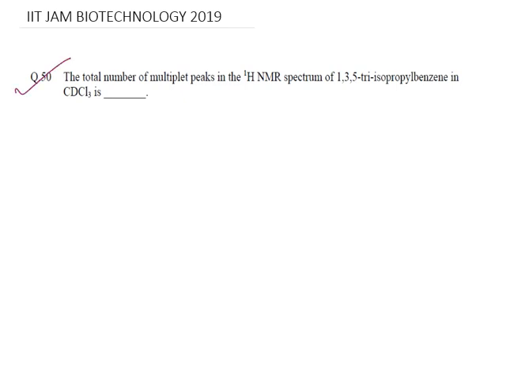This is question number 50 from Section 3, hence it is a numerical answer type question. Therefore, we need to find a numerical value as an answer. Okay, so let's see what is in this question. The total number of multiple peaks in the HNMR spectrum of 1,3,5-triisopropylbenzene in CDCl3 is what?